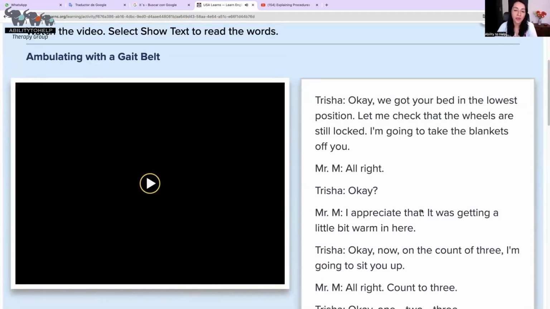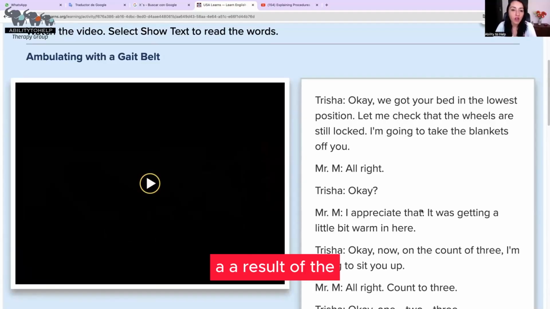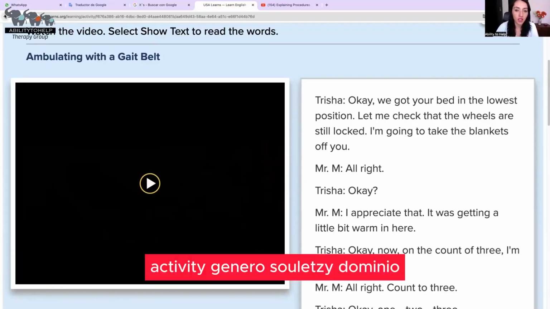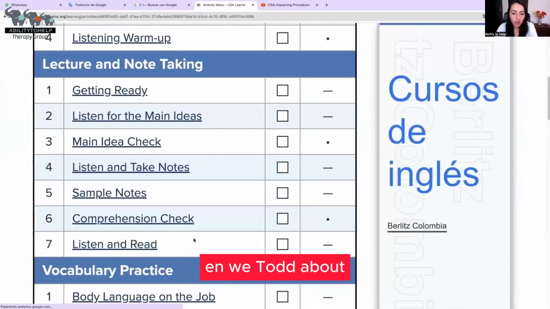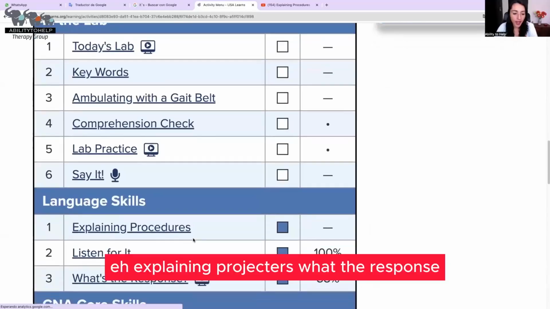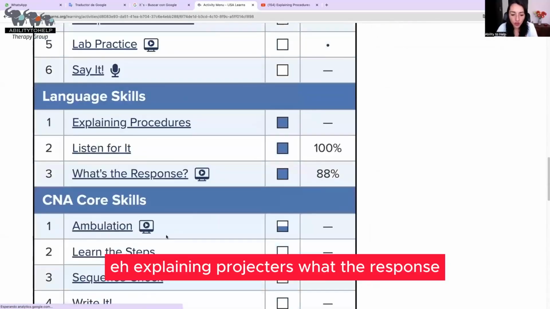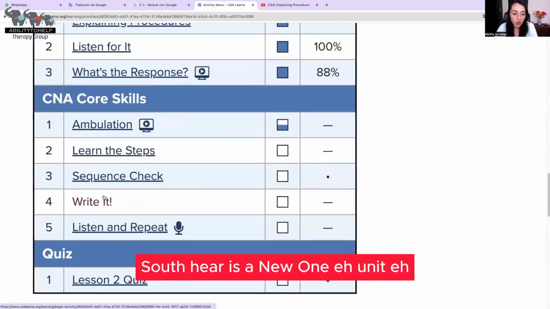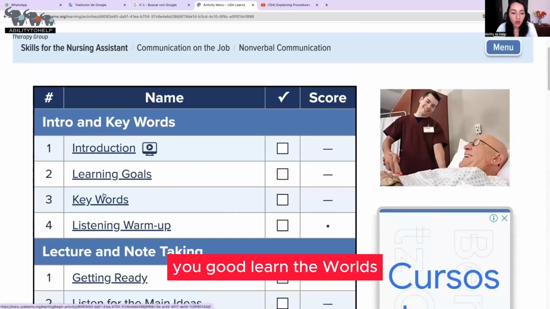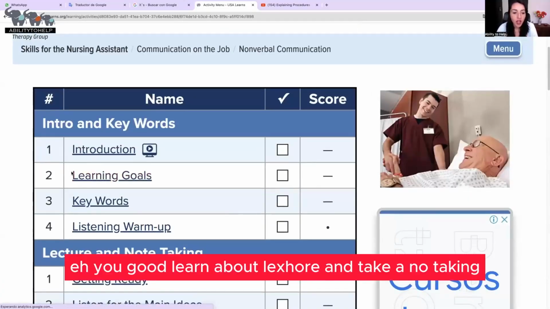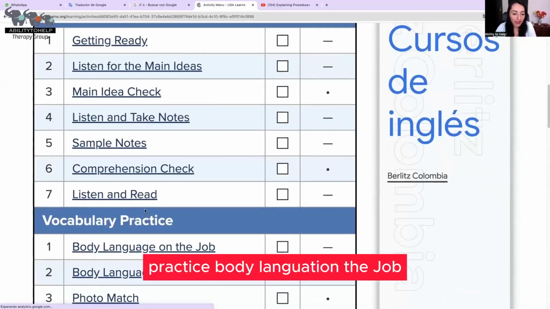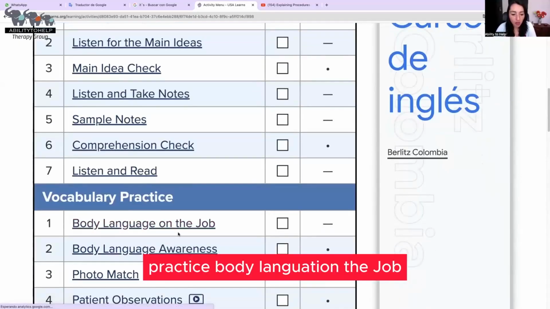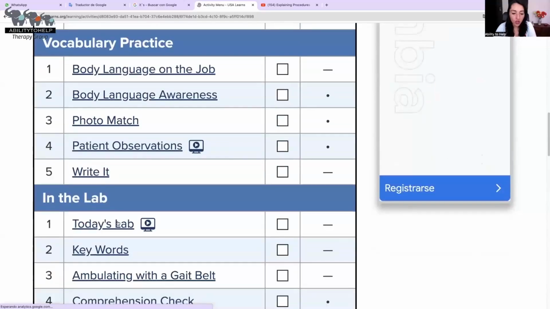Okay, this is a result of the activity in general. So let's see the menu. And we talked about explaining procedures, what's the response. So here is a new one, a unit. You could learn the words, you could learn about lecture and note-taking, practice body language on the job. So you could learn in the lab.